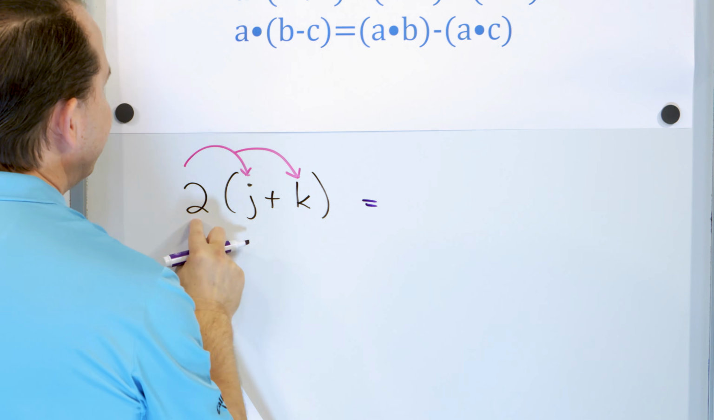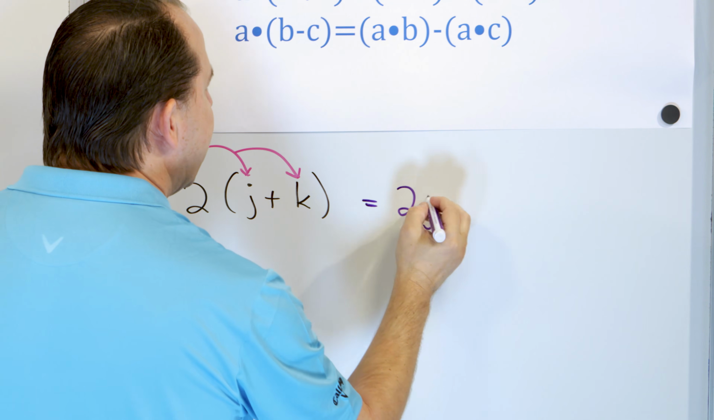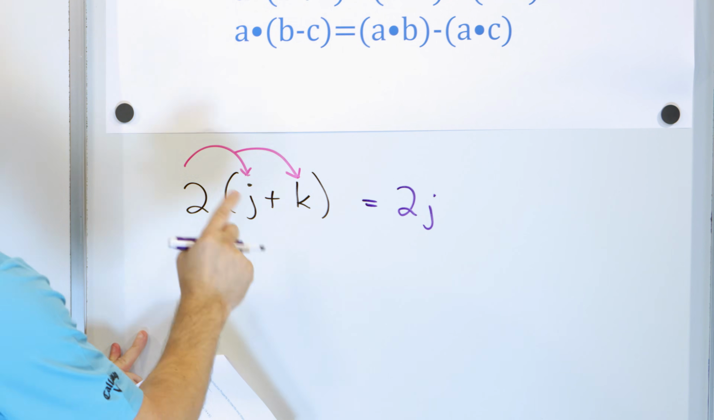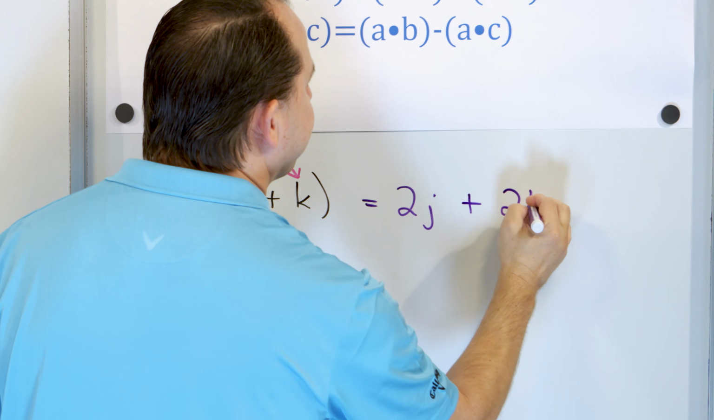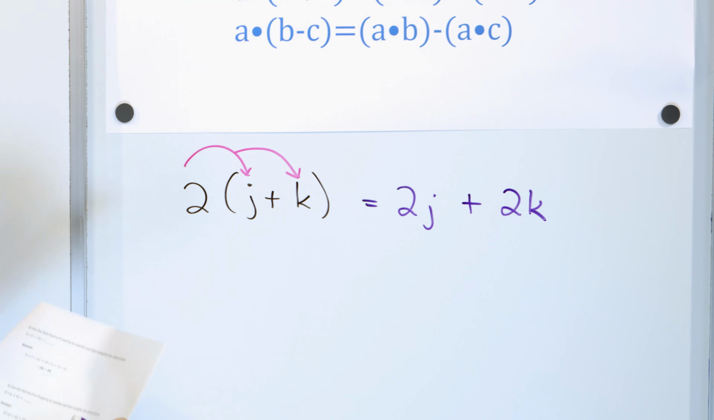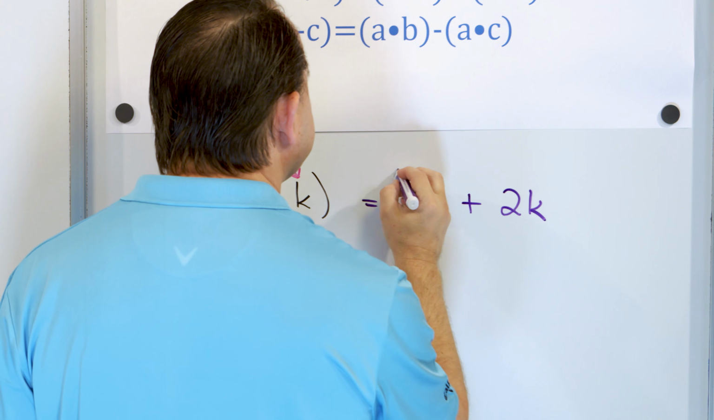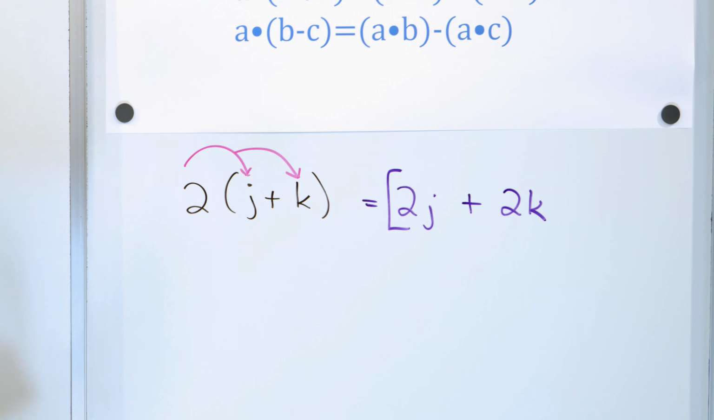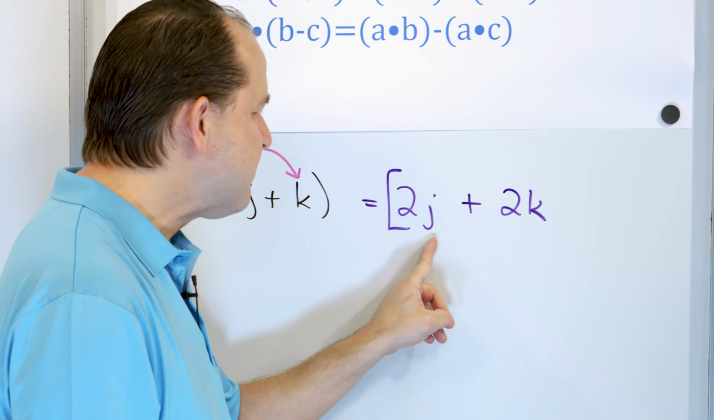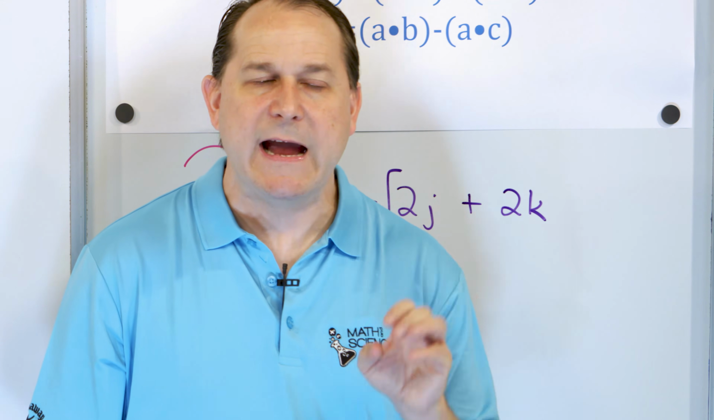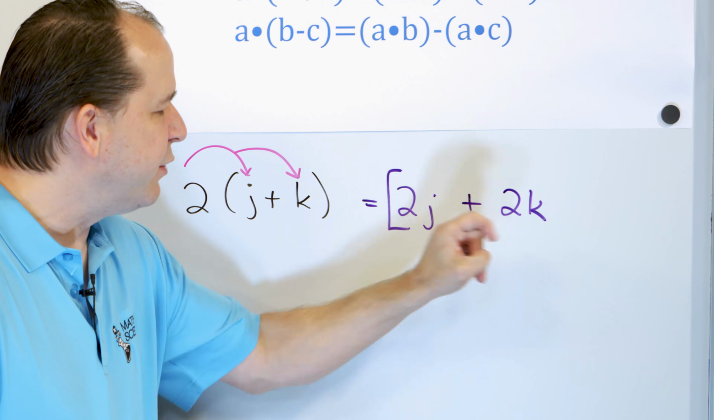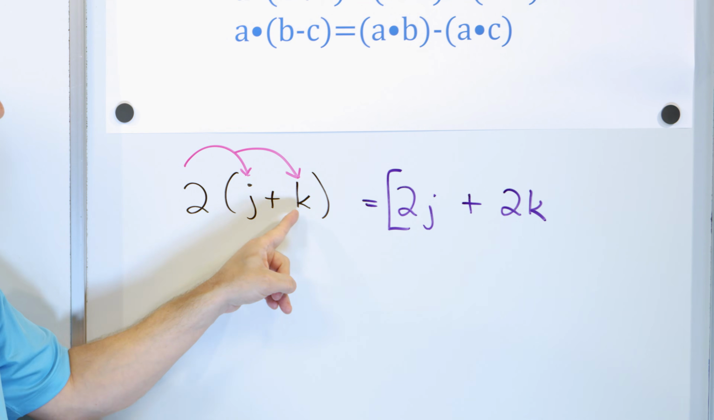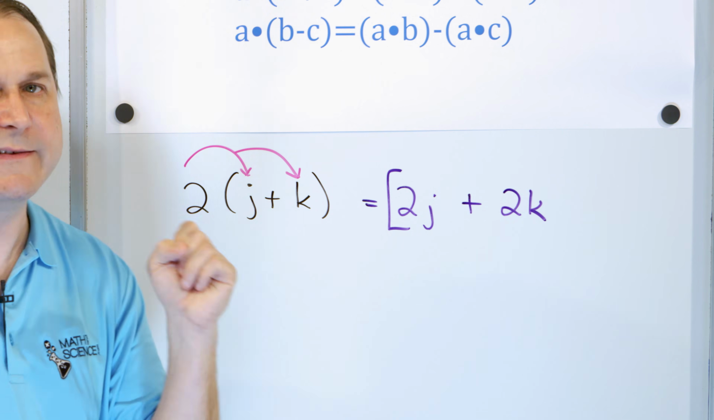So what do we have? 2 times j, we just write it as 2j. They're multiplied together even without a dot. The plus sign comes from here, and then 2 times k. So here we have 2 times j plus 2 times k, right? Now what this means is that if I pick a value for j, and I pick a value for k, and I lock them in place, and I put some known value for j and some known value for k here, and then the same values for j and k here, I'm going to get the same answer.